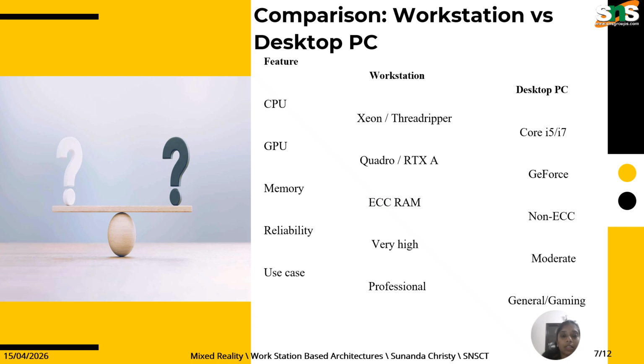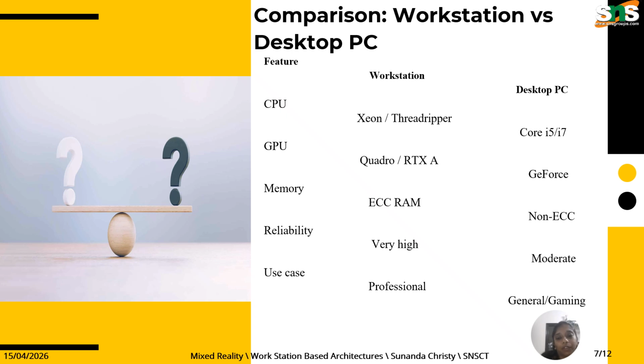When we compare the workstation, which is used for mixed reality, with the usual desktop that we use in our regular life, there are a few differences, especially for the CPU and also for the GPU. The desktop has a GeForce, and here in the workstation it has a Quadro. For memory, the workstation uses ECC RAM, but in a desktop we never use ECC RAM. The reliability is very high in the workstation, comparatively moderate in the desktop.